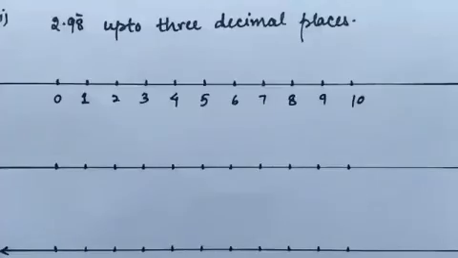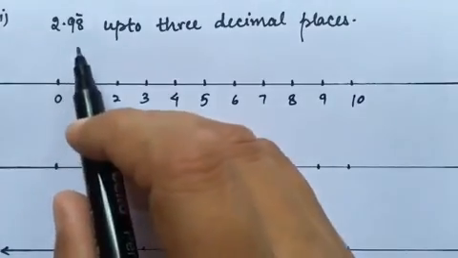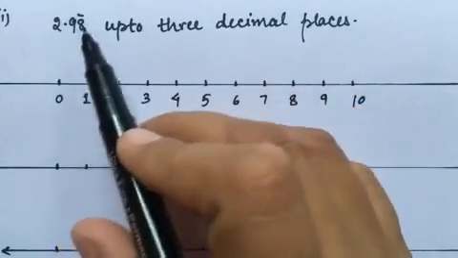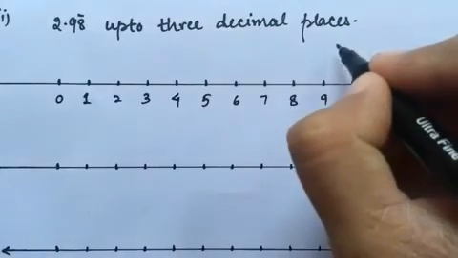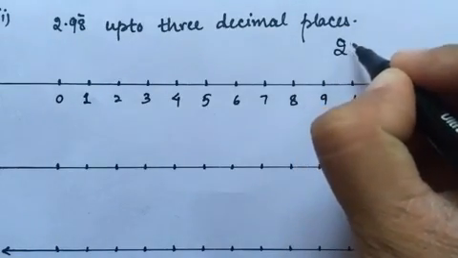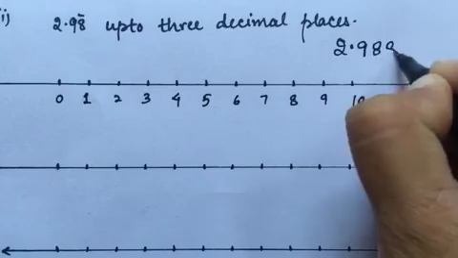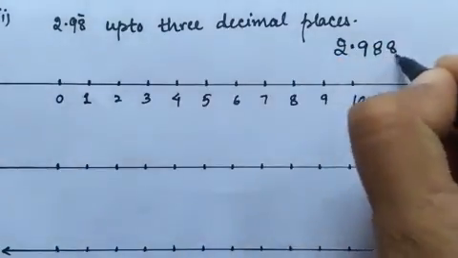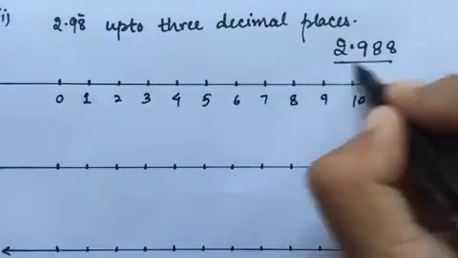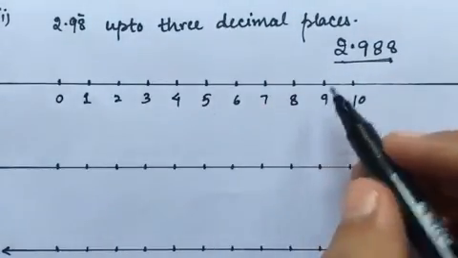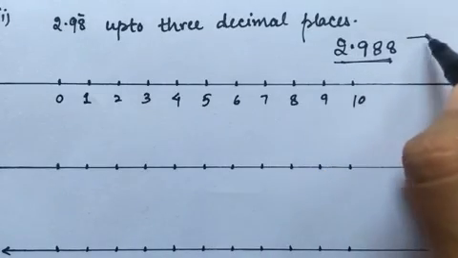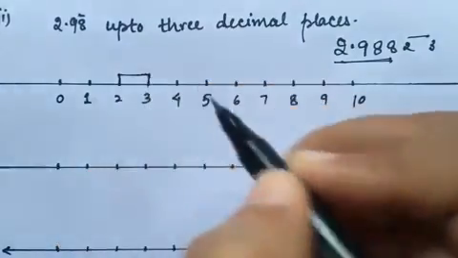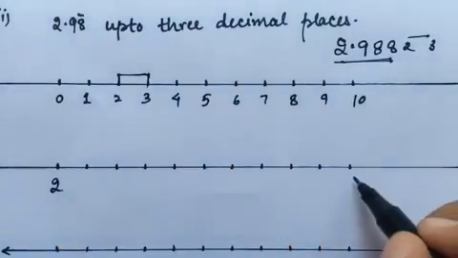Got it? So the next number is 2.98 bar up to 3 decimal places. So first of all we will write this number up to 3 decimal places. So the number would be 2.988. 1, 2, 3, after the decimal we need 3 places. Now we have to locate this number on the number line. This number is 2 point something, so it lies between 2 and 3. So we are in this portion, 2 to 3.